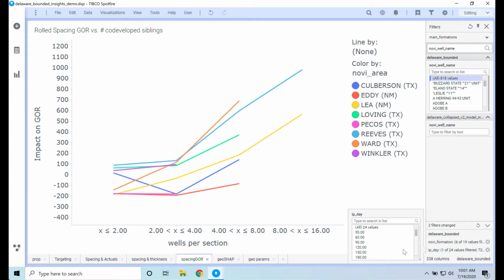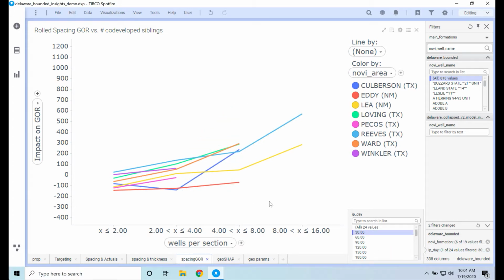So we can also look at the impact on gas-oil ratio, not just the impact on oil. And here I have wells per section on the x-axis. This is taking our neighbor count variables and our parent count variables and rolling those up together. And on the y-axis, I have impact on gas-oil ratio. Again, that's Shapley values. And we produce a value for every single time step that we make a prediction for, going from 30 days out to 720 days as our standard.